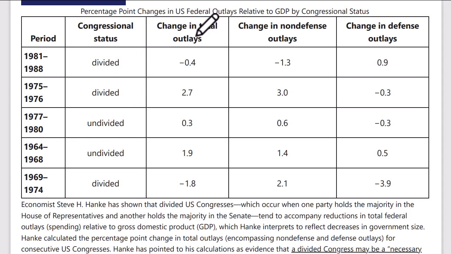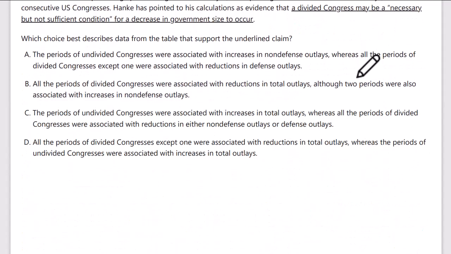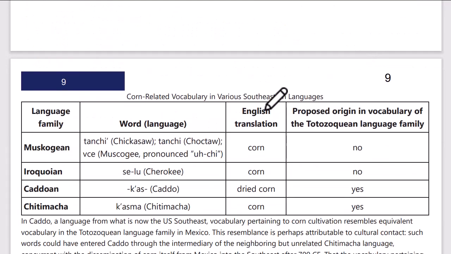Total outlays might be important, and non-defense and defense outlays might be a little confusing. Some of the columns may not be pertinent to the question. That's one thing to keep in mind. And in another table, sometimes they're populated with very confusing words.